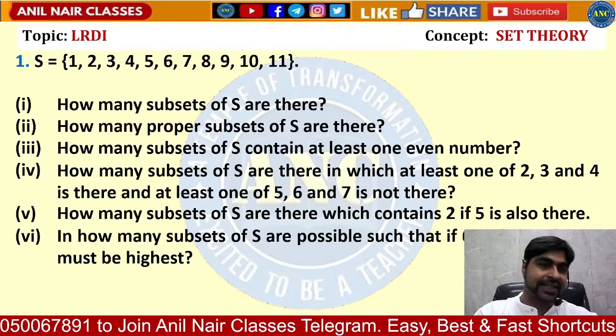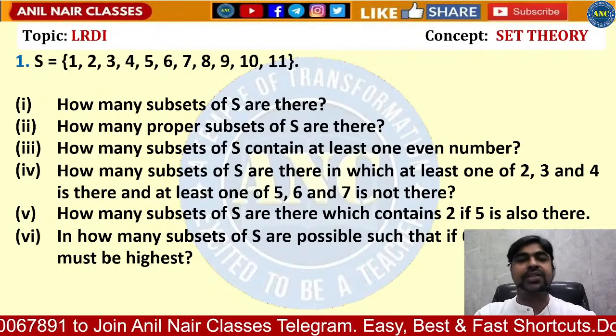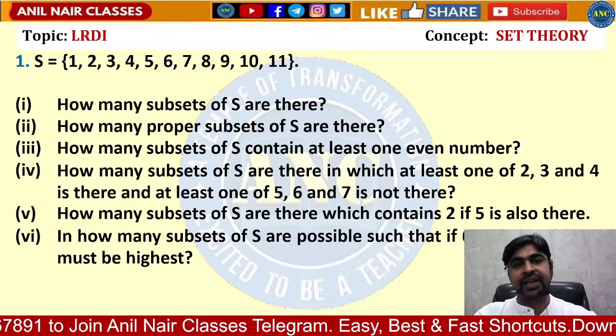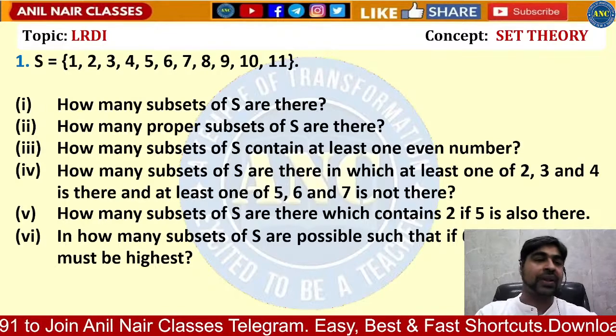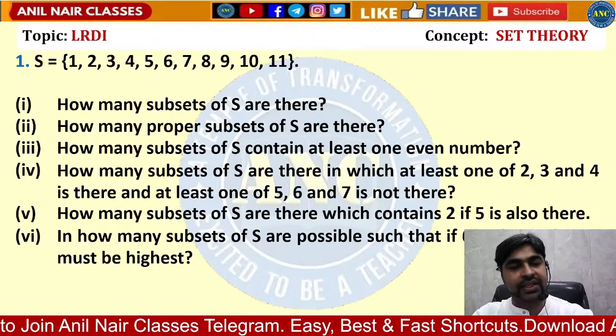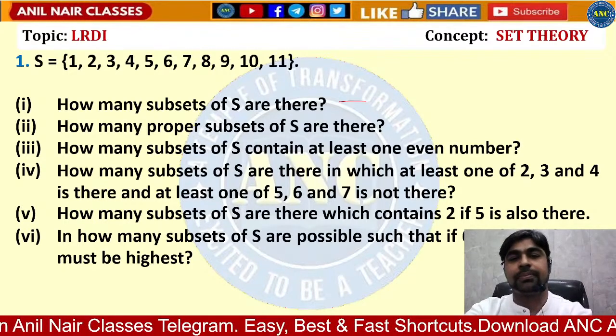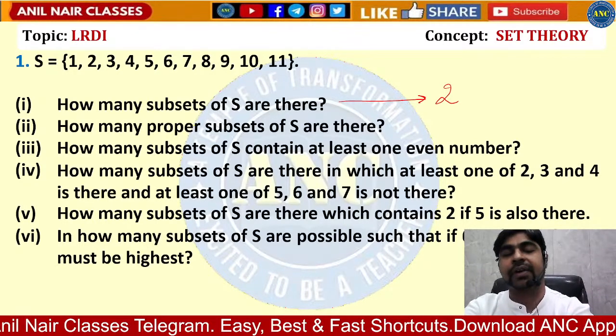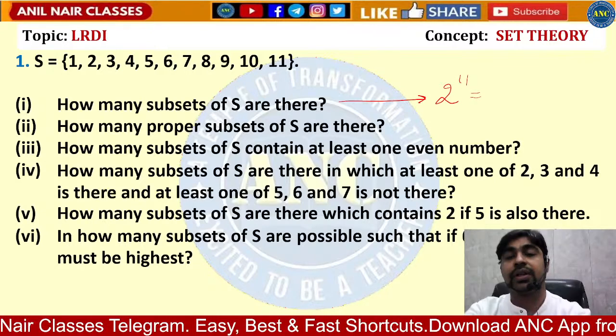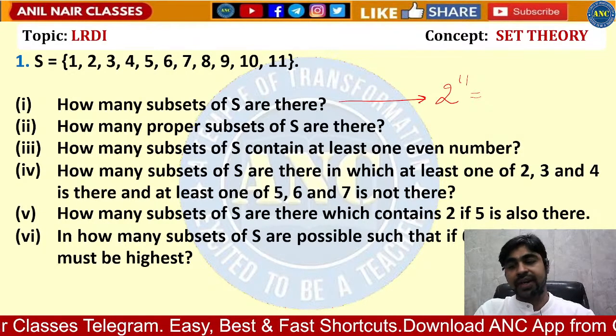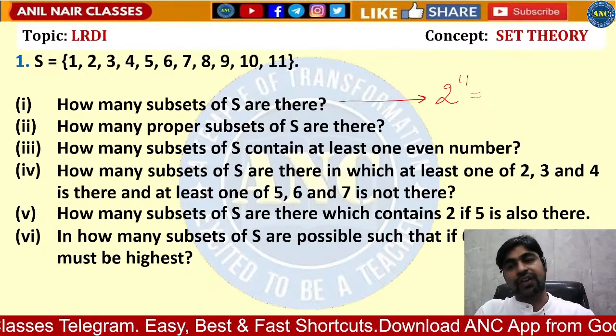So set S is having 11 elements: 1, 2, 3, 4, 5, 6, 7, 8, 9, 10, and 11. Now, how many subsets of S are there? We have just discussed the number of subsets is nothing but 2 to the power of n. So, if it is having 11 elements, the answer would be 2 to the power of 11.